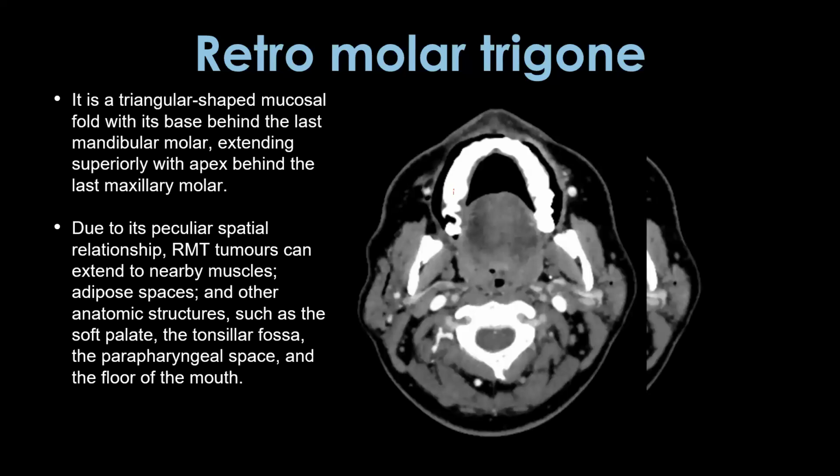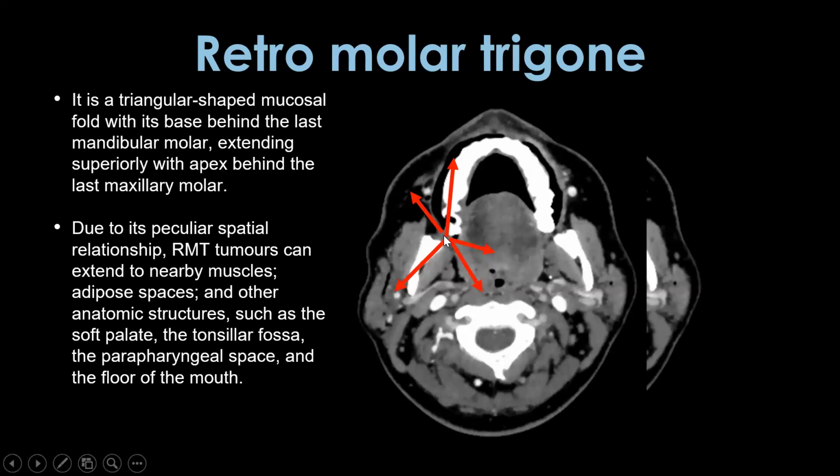Now the spatial relationship of the RMT. It has such a relationship that an RMT lesion can spread in various directions. Anteriorly, it can spread along the alveolar ridge. Posteriorly, it can also spread along the inferior alveolar nerve. From there, it can have a superior extension and perineural spread. Laterally, it can involve the adipose tissue of the buccal space. It can further go posteriorly into the masseter and the masticator space. Medially, there is the tongue and the tonsils, so it can involve the tongue as well as the tonsils.